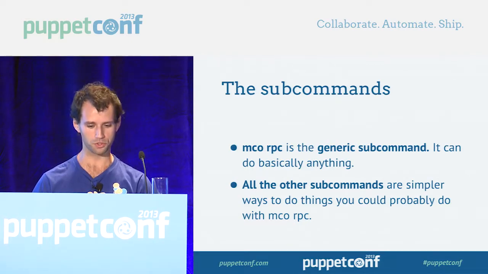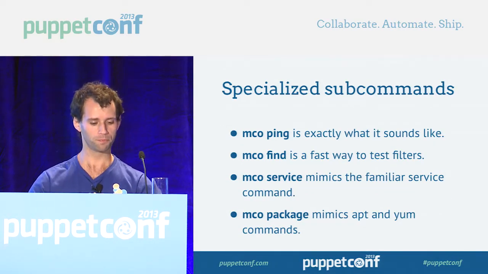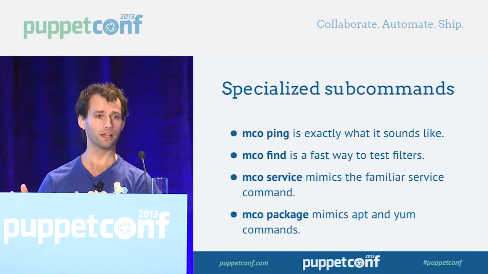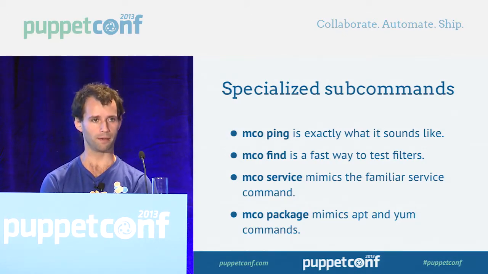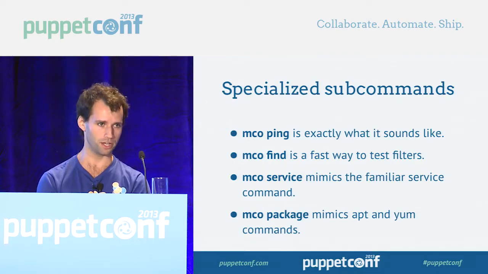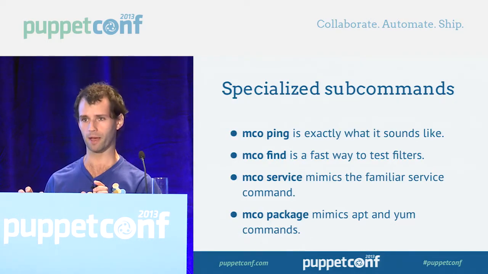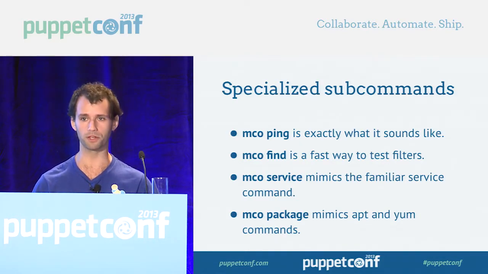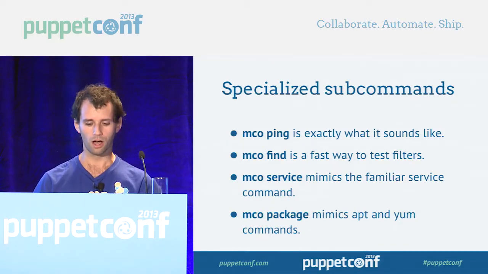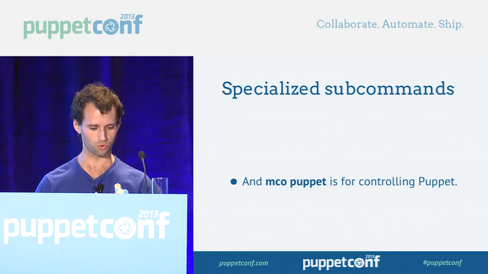You saw me use one of those. You saw me use mco service. That mimics the structure of the familiar service commands you see on platforms like Red Hat and Ubuntu, where you say service, name of service, stop, stuff like that. On the other hand, the package subcommand mimics the format of the apt and yum commands that you're used to. So instead, you would say mco package install name of package. Those are just there as shortcuts. In all of those cases, you could get the same result by using mco RPC. And finally, mco Puppet is for controlling Puppet. So let's take a look at some of that.